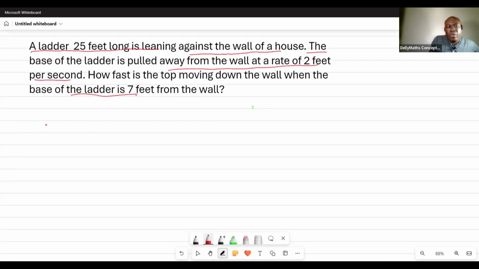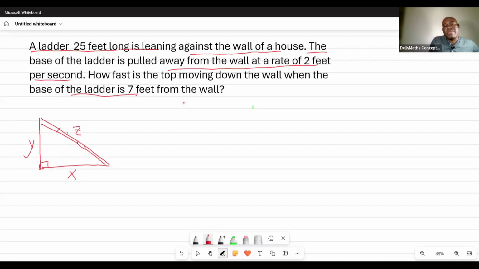With this diagram, it's a ladder leaning against a house. So basically, we have a right triangle where our horizontal distance, we could classify as x, the vertical distance we could call y, and the ladder itself, I could call this z. Now we're looking at a right triangle, so the Pythagorean theorem could help us.